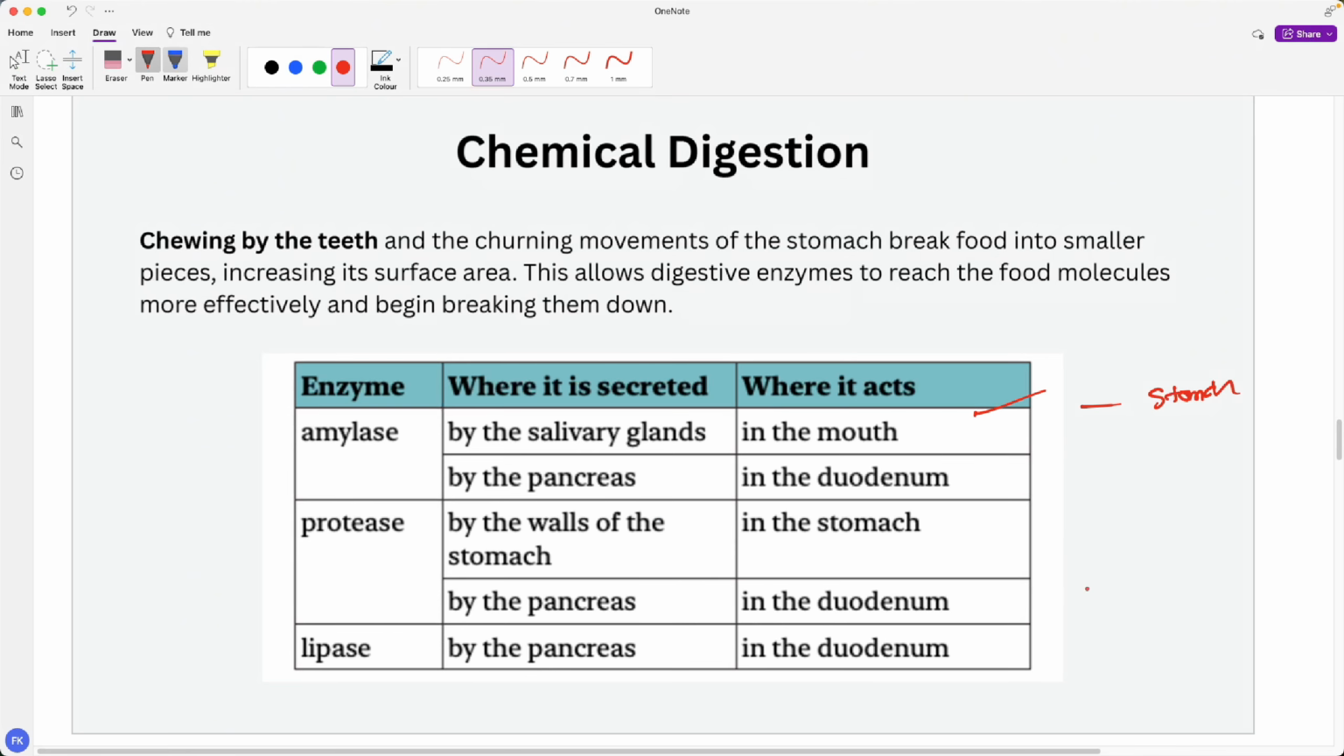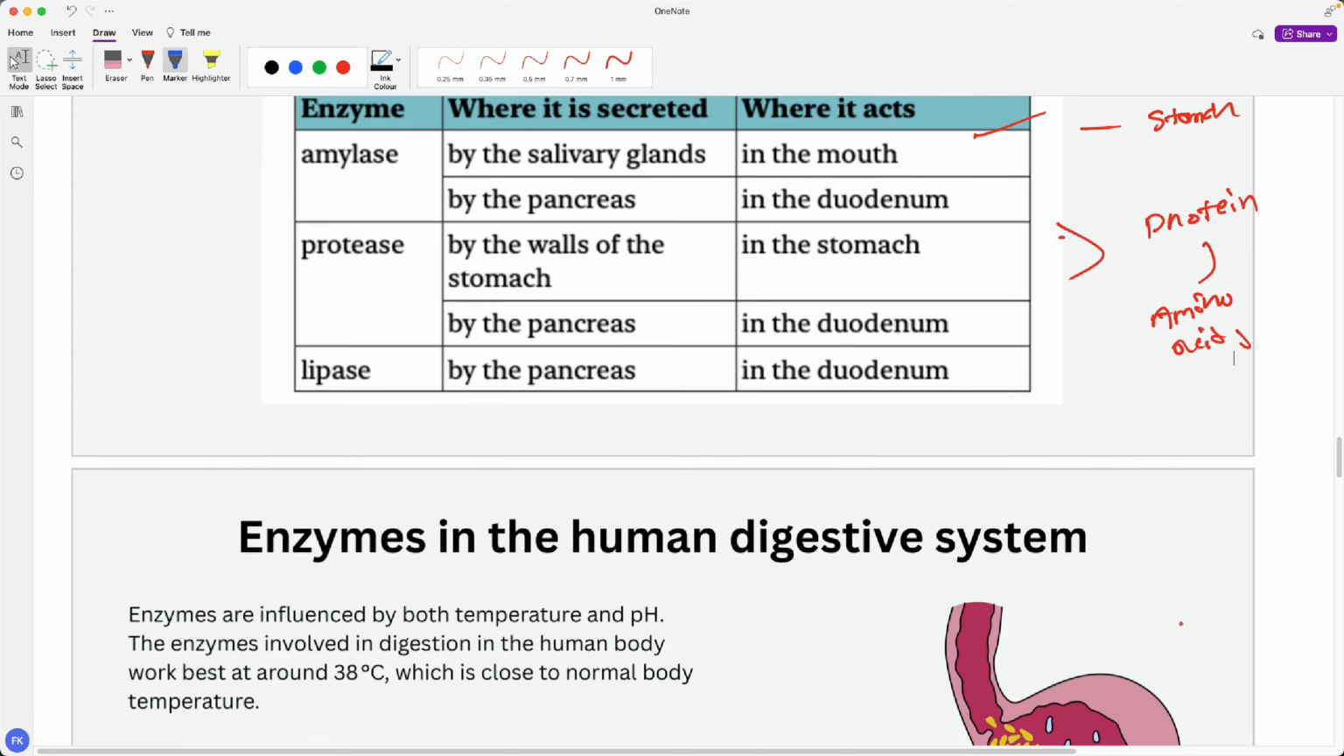Protease, on the other hand, is found in the wall of the stomach and the pancreas. It is released by both the stomach and the pancreas. Their main function is basically to break down protein into amino acids. Okay, lipase. Lipase is actually secreted by the pancreas, which breaks down fat.